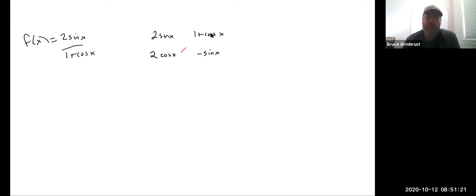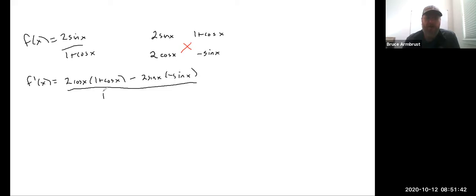Okay, so let's put those together. So we get f prime of x is equal to 2 cosine of x times 1 plus cosine of x minus 2 sine of x times negative sine of x, all divided by 1 plus cosine of x squared. So again, that's your quotient rule. Derivative of the top times the bottom minus the derivative of the bottom times the top, all divided by the bottom squared.